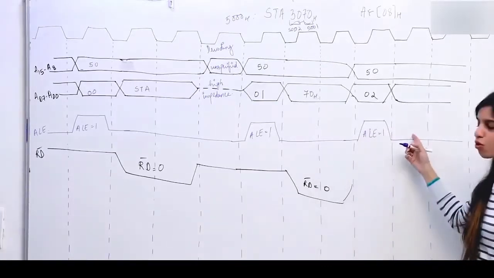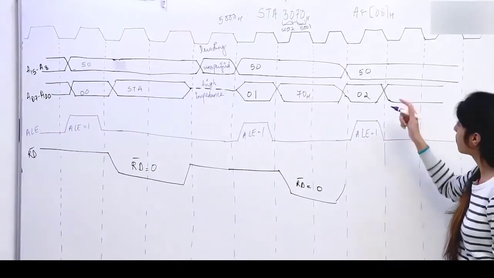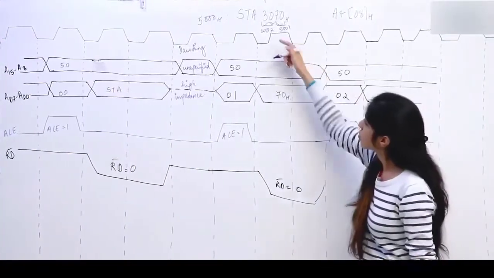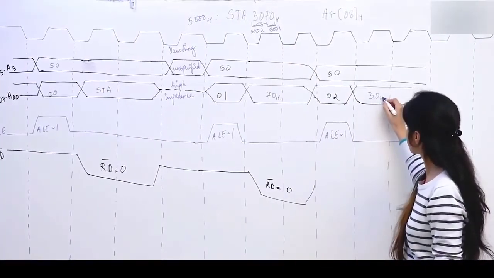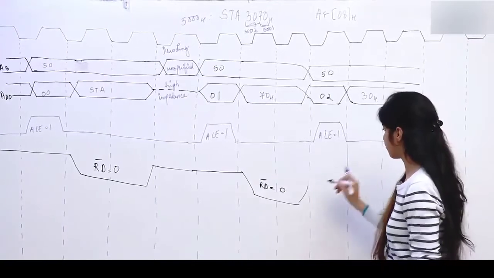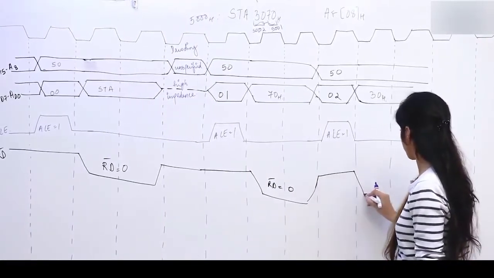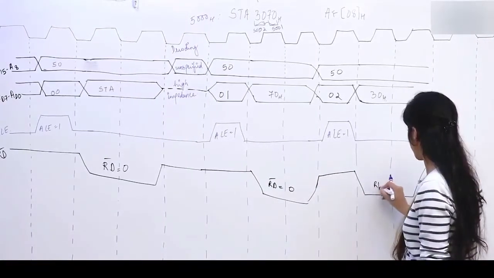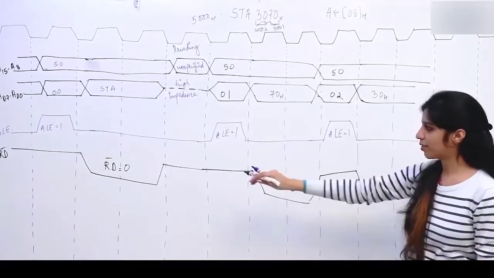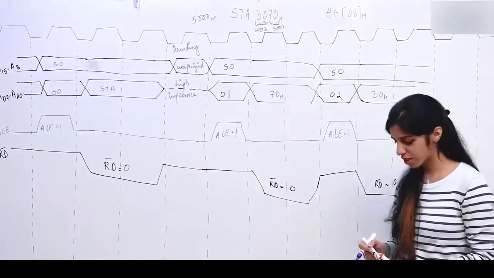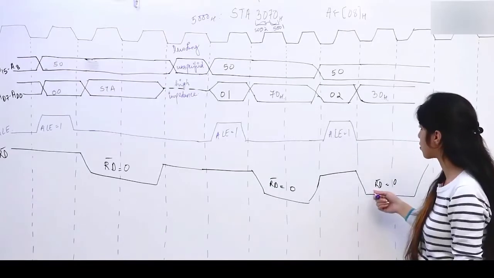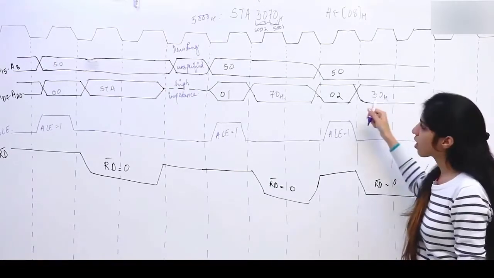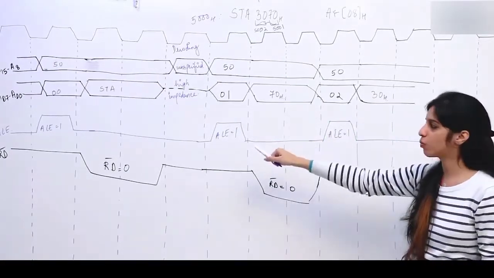Again when ALE is low, this address is going to be read. When you read this address, you are going to get 30. We are going to make read bar 0. See, since read line, this instruction is active low signal, that is why I am making read bar 0 to read the address. Okay, now see what all is present with the microprocessor.